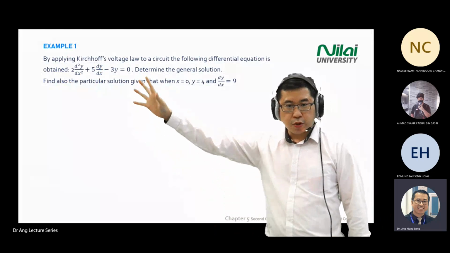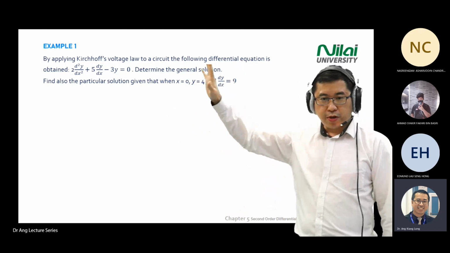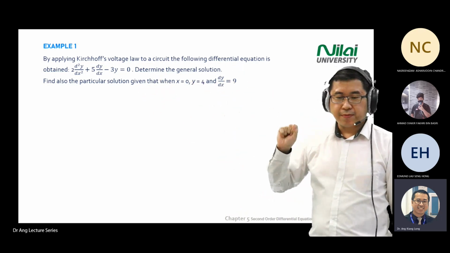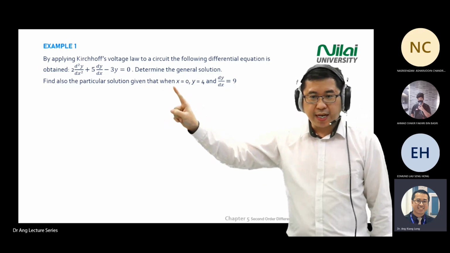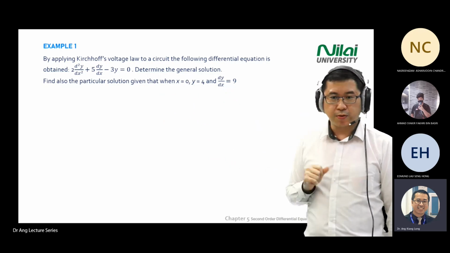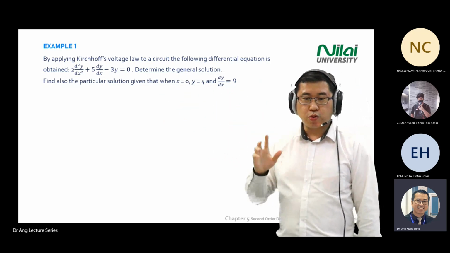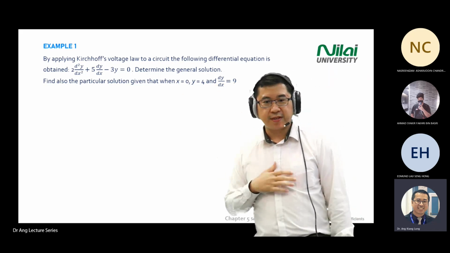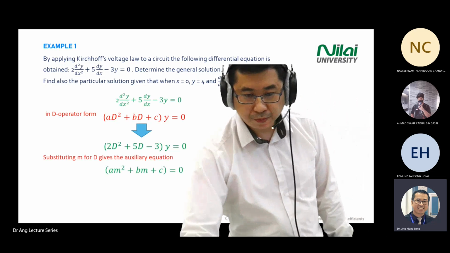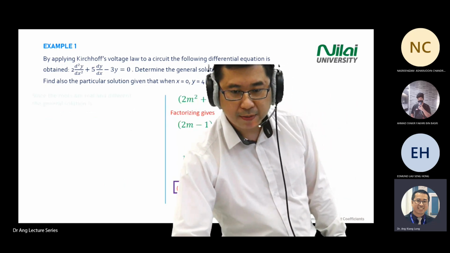Okay, yesterday we showed you example one already. So just read the question and do the three steps that we mentioned just now. There's a reason why the question gives you x equals something, y equals something, dy dx equals something. These three things are to solve for your a and your b. Okay, let's look at example number two.